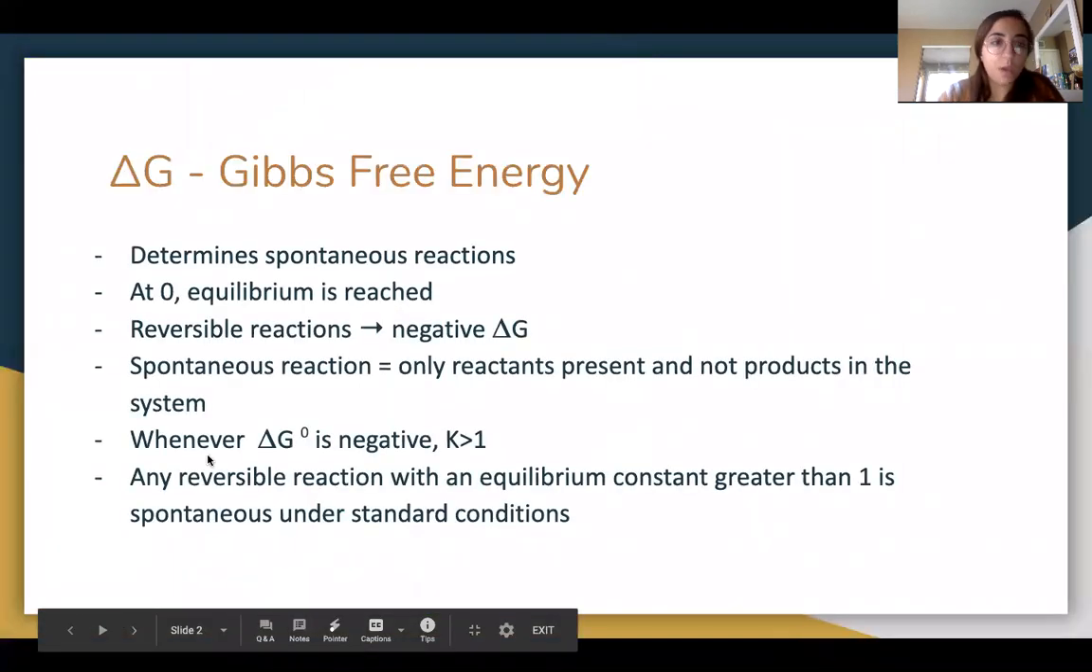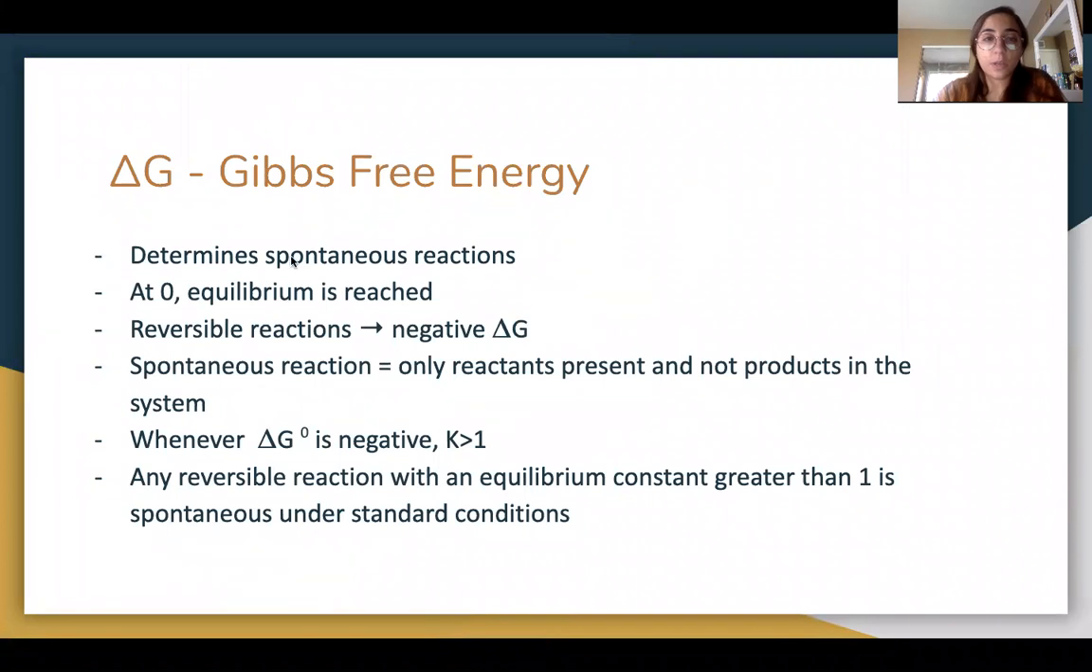So, the first thing she talked about was the Gibbs Free Energy. Gibbs Free Energy is represented by delta G. It determines spontaneous reactions. It's important to note that at zero, equilibrium is reached. So zero meant delta G equals zero. And when we have reversible reactions, delta G is always negative.